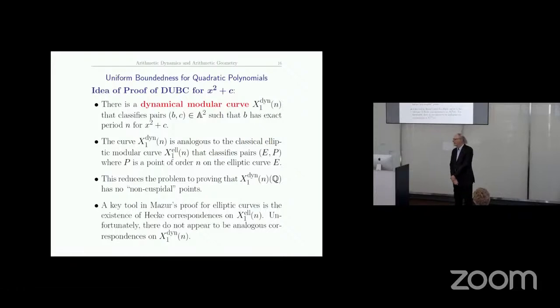Unfortunately, a key tool that Mazur uses to prove his uniform boundedness theorem for all n is the theory of Hecke correspondences. So on these elliptic modular curves, they're what are called correspondences that turn out to give a lot of structure and are very helpful. And there does not appear to be an analogous collection of correspondences on the dynamical modular curves. And in fact, for those who know the theory a little bit, the dynamical modular curves, their Jacobians tend to be simple. They don't break up into pieces at all.